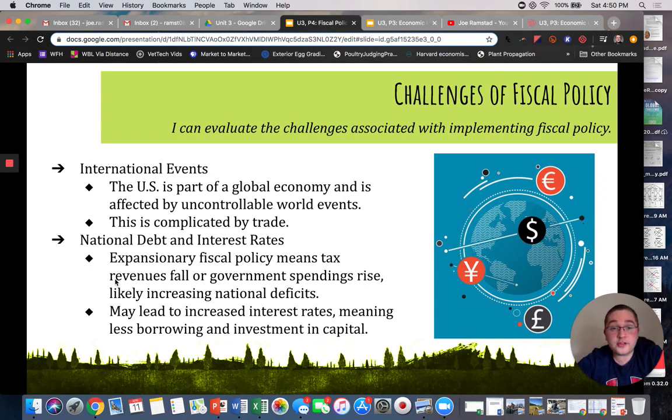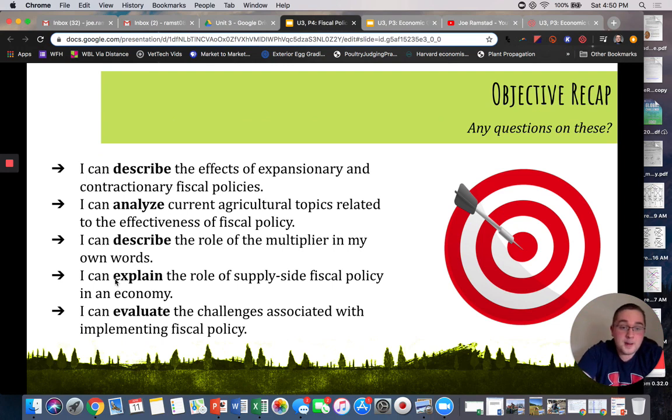All right, and the fourth challenge is national debt and interest rates. Expansionary fiscal policy means tax revenues fall or government spending rises, and this likely increases our national deficits. And this overall may lead to increased interest rates, meaning less borrowing and investment in capital as a result. So there's a lot of key challenges that are associated with fiscal policy, as you can see, but economists are working day in and day out to enact fiscal policies that help the economy get where it needs to be, whether we are in a recession or we're in an inflationary period.